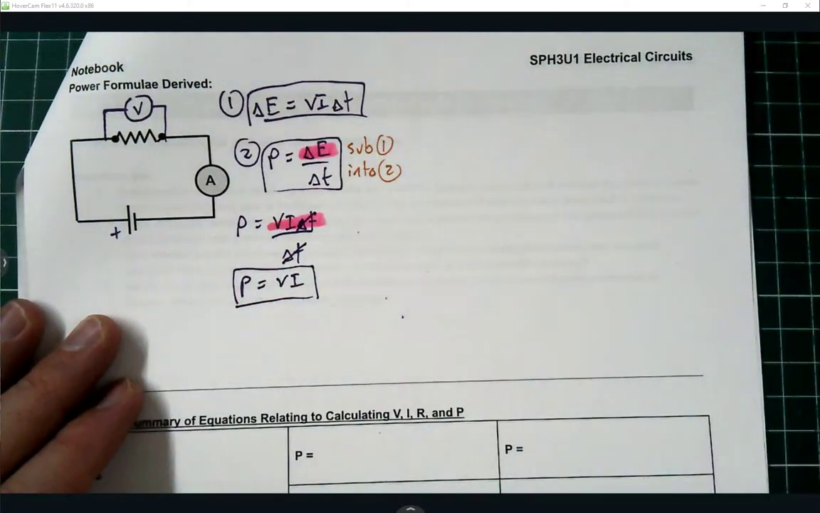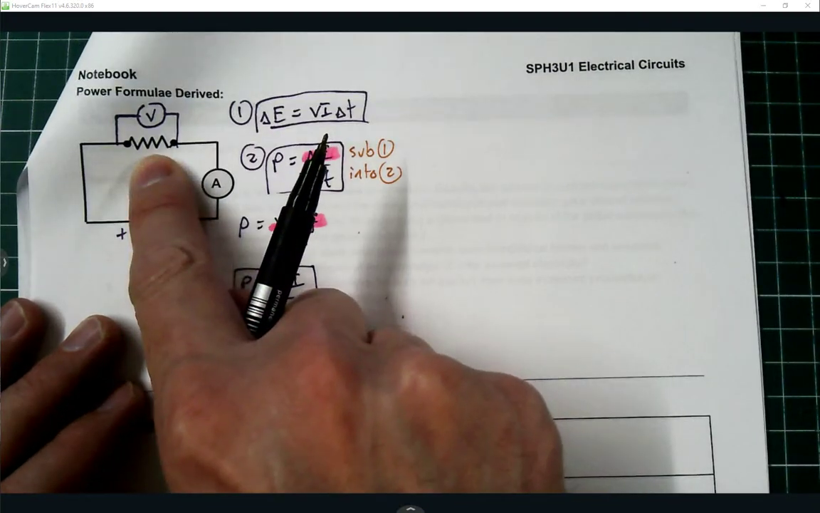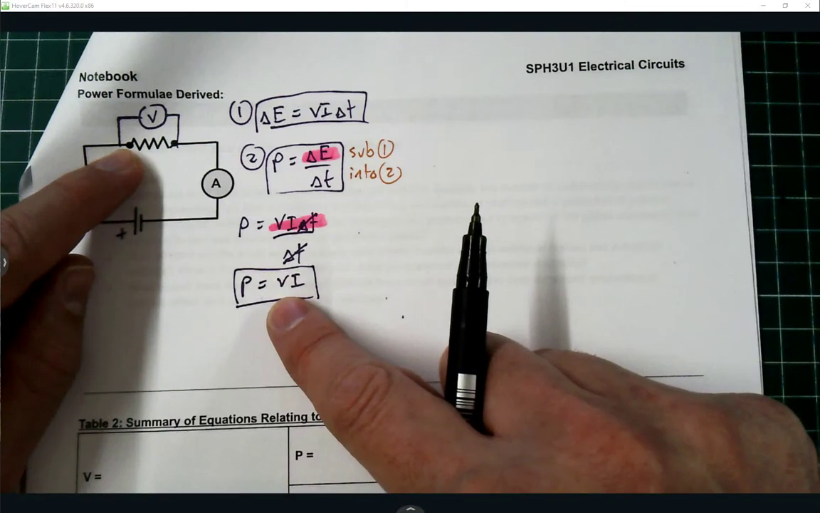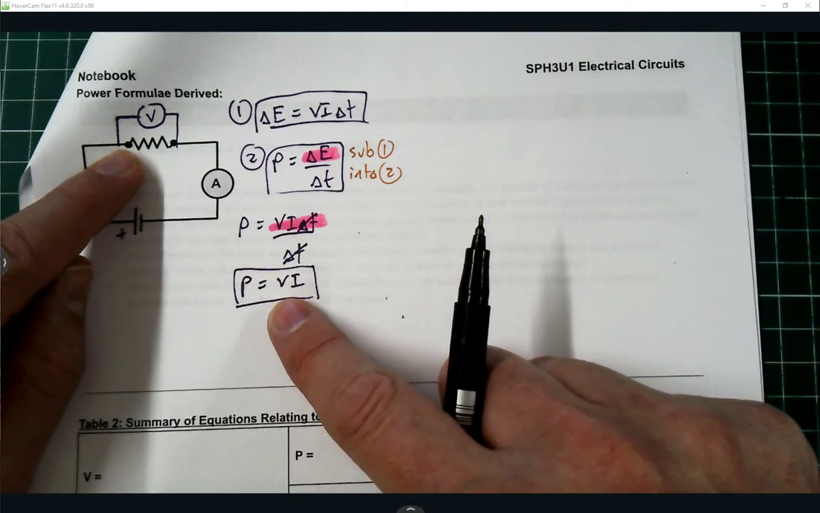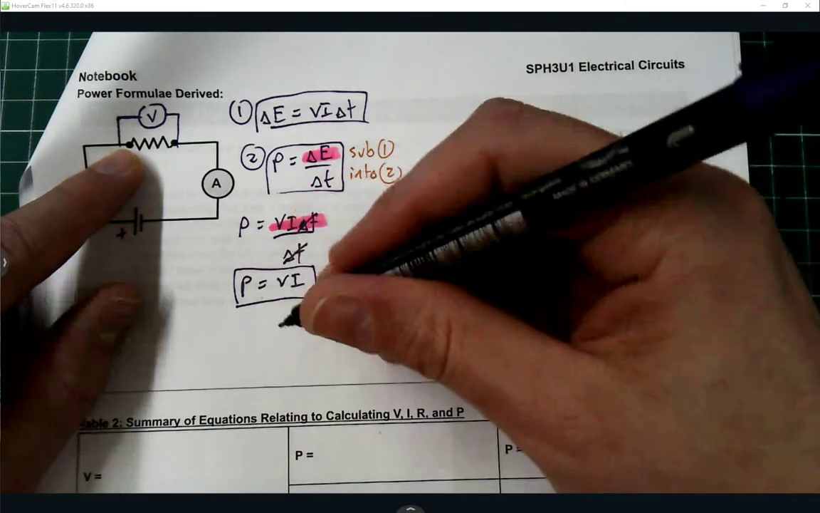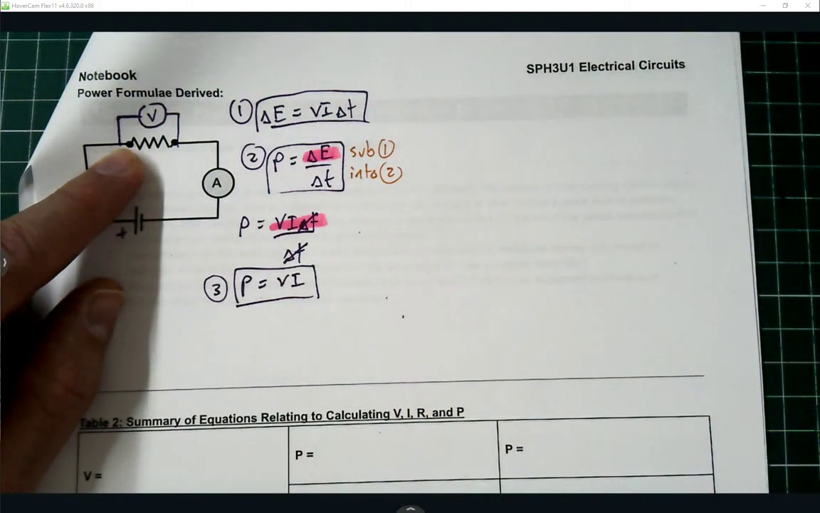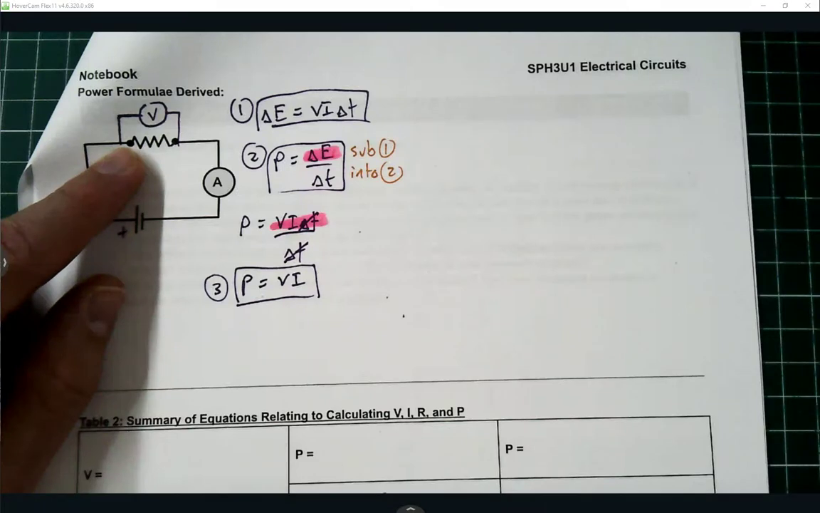Now that's actually kind of useful, because if I want to know how much power is consumed by this resistor, by this load, I could measure the voltage and I could measure the current, and I could calculate what its power rating is, the rate at which it consumes energy, dissipates energy from the circuit.